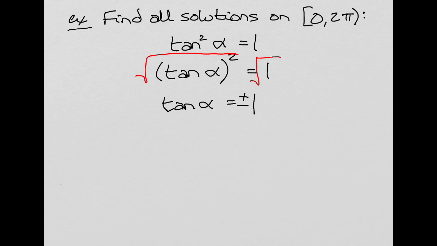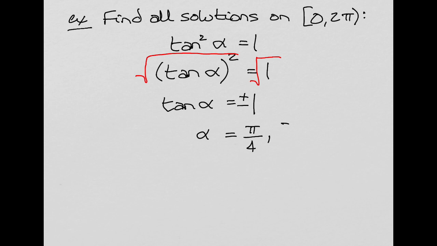In quadrant 1, that happens at pi over 4. Since I have both positive and negative 1 here, I'm going to want all of the multiples of pi over 4 on the unit circle. So my values of alpha, pi over 4 in quadrant 1. The tangent of pi over 4 is positive 1.